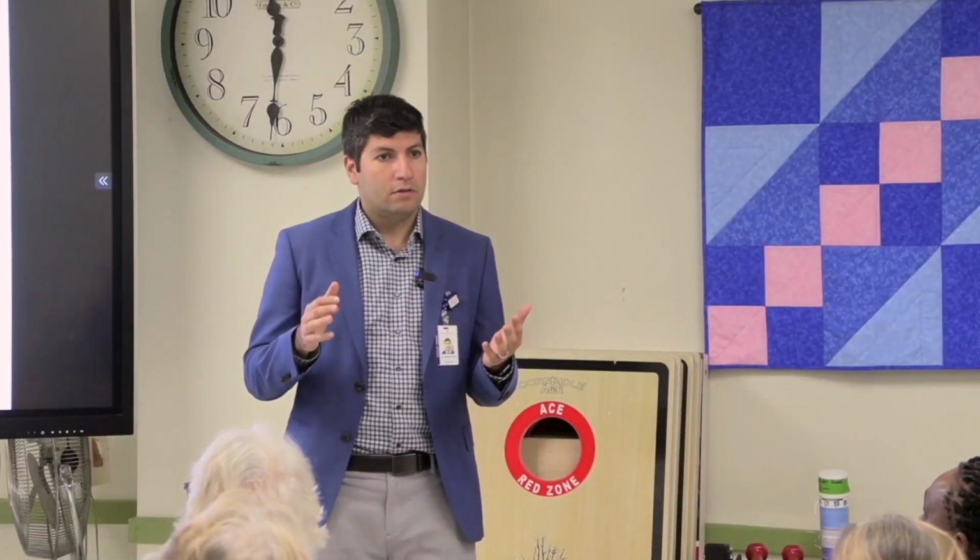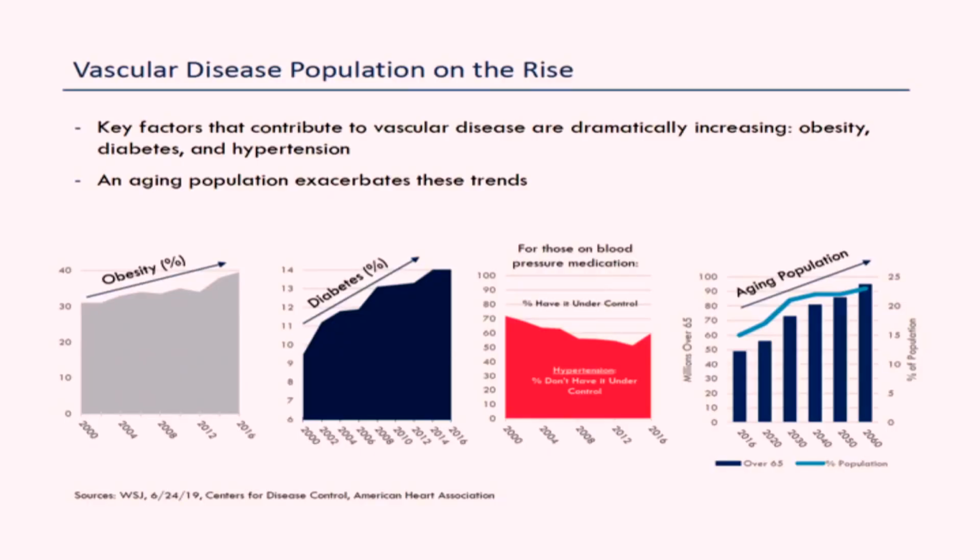Overall, the vascular disease population is very much on the rise. Multiple factors that contribute to PAD have been increasing in our population, including obesity, high blood pressure, and diabetes. An aging population also exacerbates these trends. If you look at these charts, the axis on the bottom is all just advancing years. The prevalence of obesity, diabetes, people on blood pressure medication, and overall age, these four factors have very much led to an increase in the prevalence of PAD in our society.